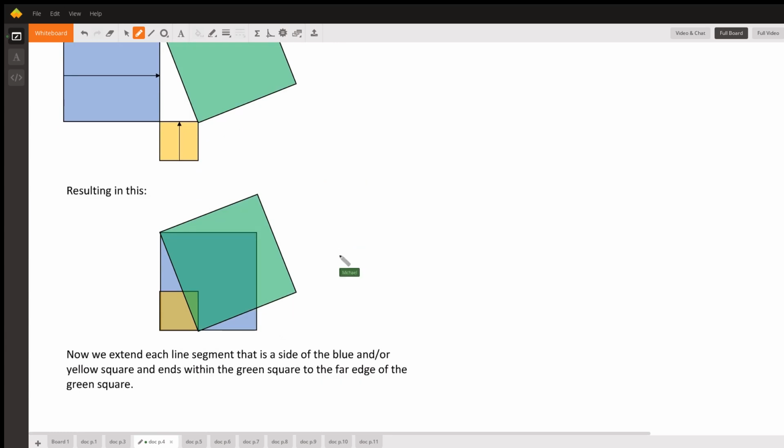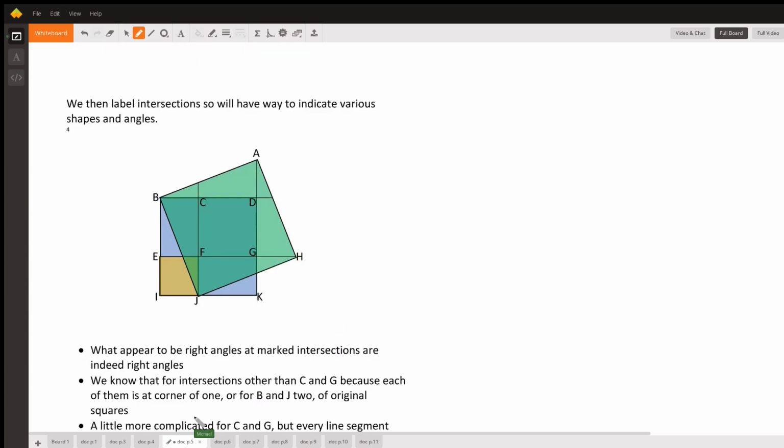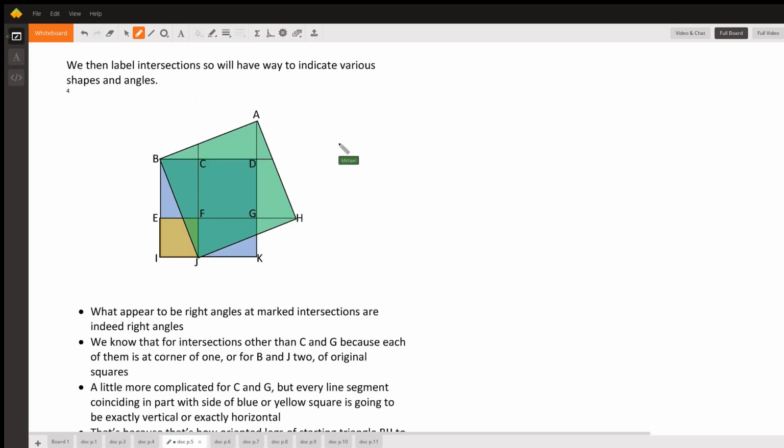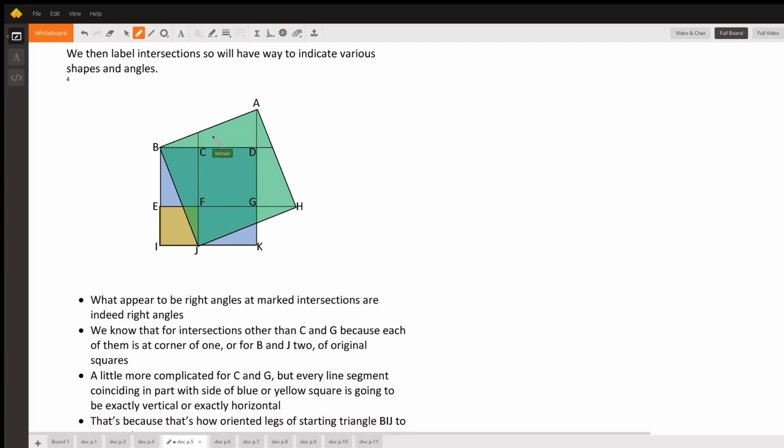And then I take each line within and each line segment and extend it to the edge of the green square, and that results in this. And then I label the intersections so we'll have a way to talk about the various shapes and angles. I didn't bother with these intersections here because they don't play any role in my proof.